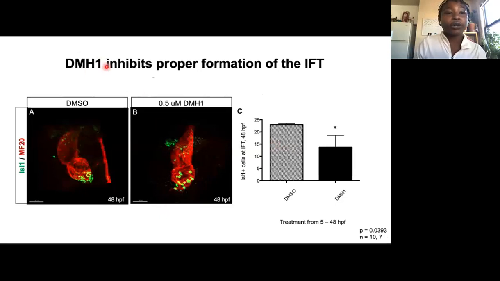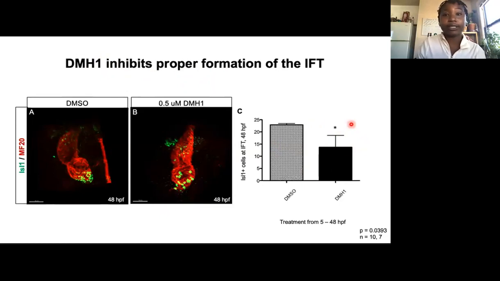I've also used an additional pharmacological inhibitor of BMP signaling known as DMH1. Using DMH1, which specifically targets the Alk3 receptor, we also visualize a significant decrease in the number of Islet 1 cells by 48 HPF. This data also demonstrates that there are potentially several mechanisms by which BMP signaling leads to proper inflow tract development.